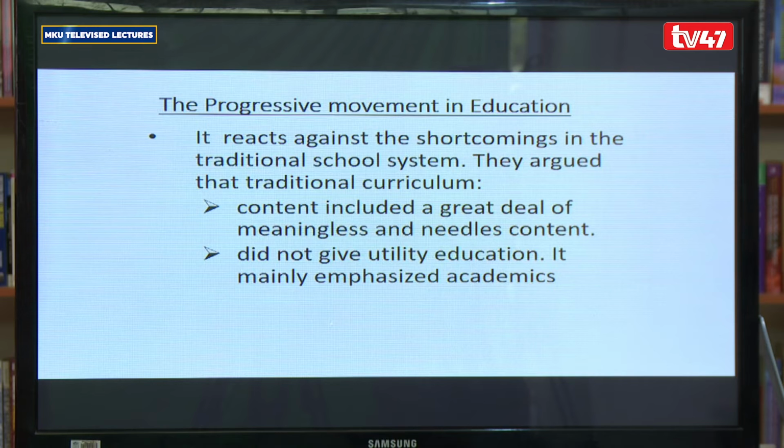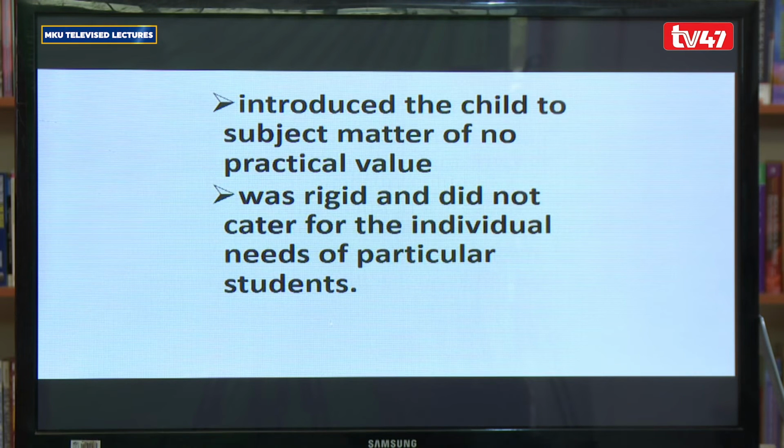The progressive movement in education was a reaction to the shortcomings in the traditional school system. They argued that traditional curriculum content included a great deal of meaningless and needless content. It did not give utility to education. It mainly emphasized academics, and it introduced the child to subject matter that was of no practical value. It was also rigid and did not cater for the individual needs of a particular student.